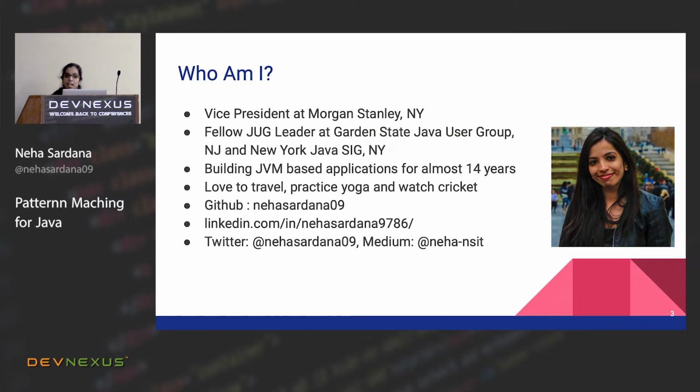My introduction: I am a vice president at Morgan Stanley, which means I code, nothing else. I still write code. I'm also a Java user group leader at Garden State Java User Group in New Jersey and also at NYJavaSIG, New York. I have been writing Java-based applications for almost 14 years. I love to travel, which has now started again, which I'm excited about. I practice yoga and I watch cricket. Any cricket fans? Let me know.